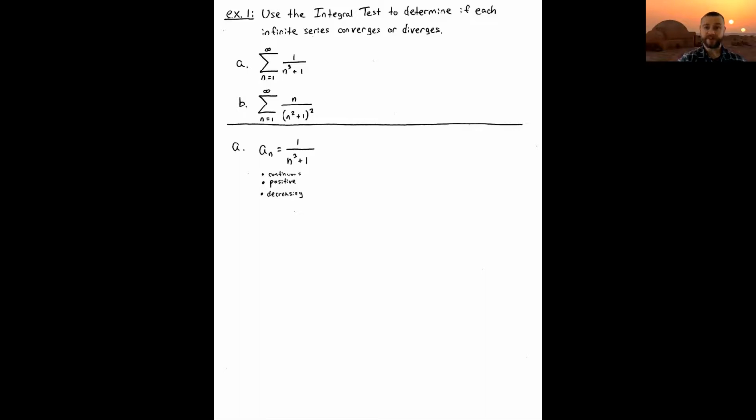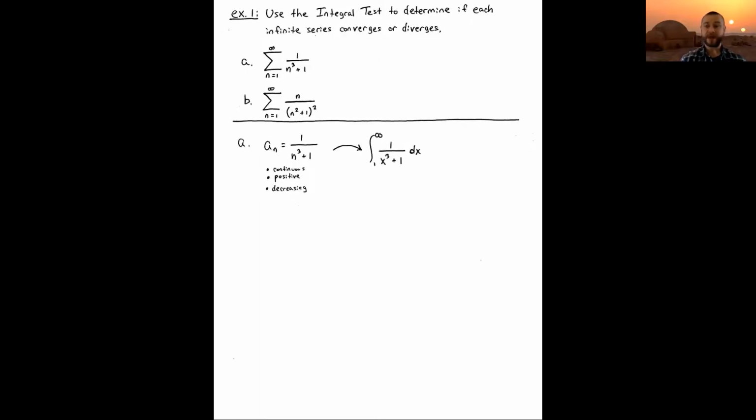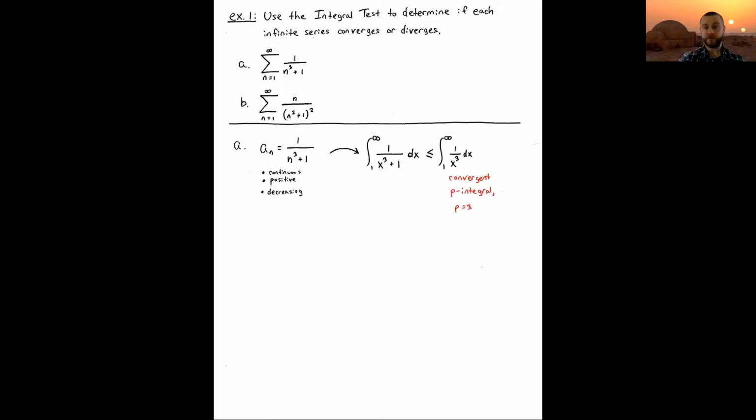So what we do is convert this infinite series into a continuous function's improper integral. Since the indices go from 1 to infinity, we have an improper integral from 1 to infinity. And if we convert the n's to x's, the general term 1 over n cubed plus 1 converts to the function 1 over x cubed plus 1. And what we now try to do is determine if this improper integral converges or diverges. All right, and this is where we're going to use the comparison test for improper integrals.